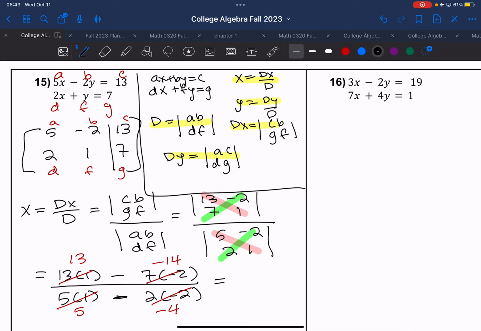What's going to happen to that minus a negative? Positive. So 13 plus 14 is 27. And then on the bottom, we have 5 minus negative 4. So that's going to turn into a what? Positive. So 5 plus 4 is 9, and can we simplify 27 over 9? And that is 3. So that means our x value is 3.